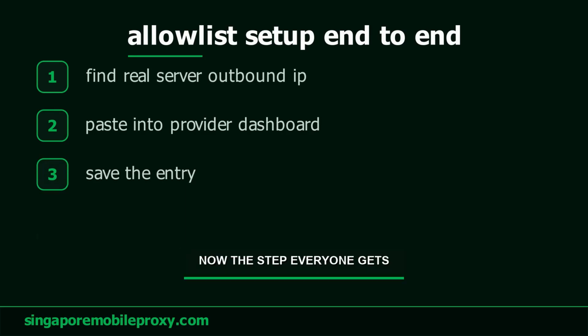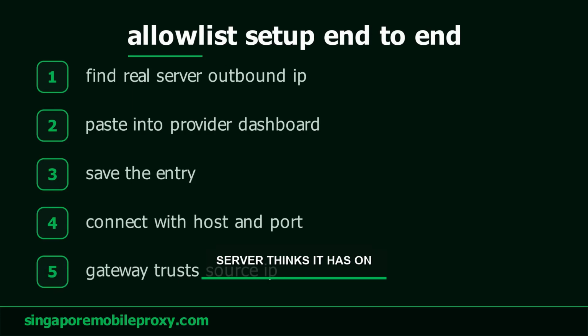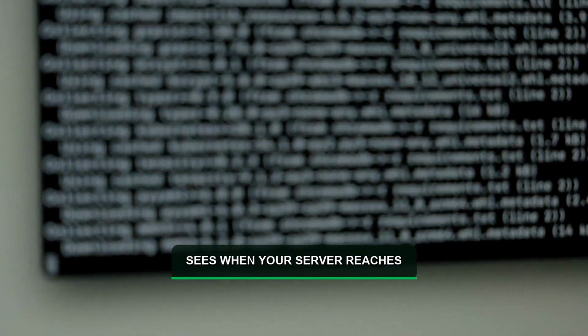Now the step everyone gets slightly wrong: finding your server's real outbound IP. The address you want is not the one your server thinks it has on its own network card. It is the public address the rest of the internet sees when your server reaches out.